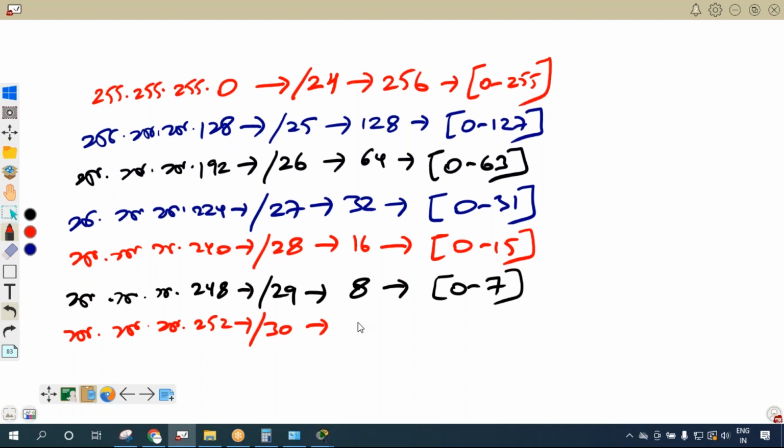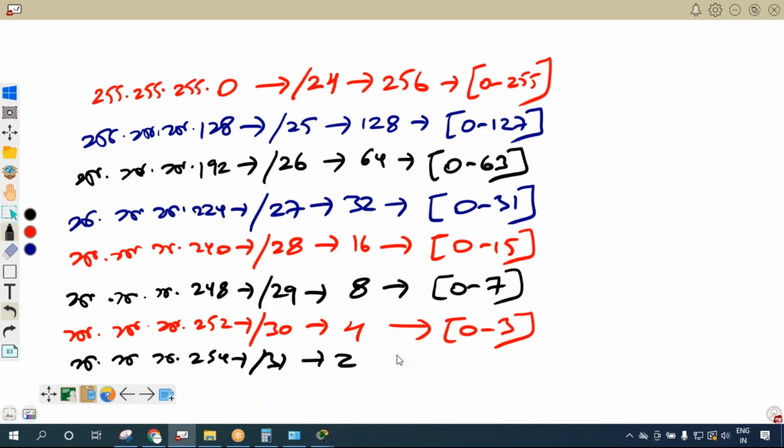And here how many IP addresses will we have? 4 IP, 0 to 3. 255.255.255.254, /31, 2 IP, 0 and 1. And last is 255.255.255.255, /32, 1 IP. So my dear friends, this is what you have to remember. Getting the point? If you remember this, subnetting is done, at least for this kind of subnet mask.